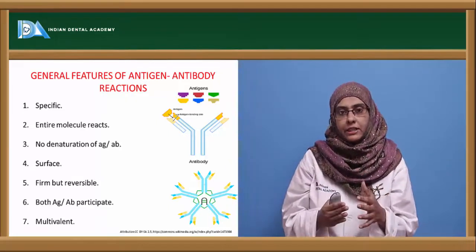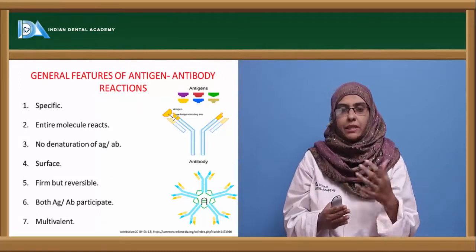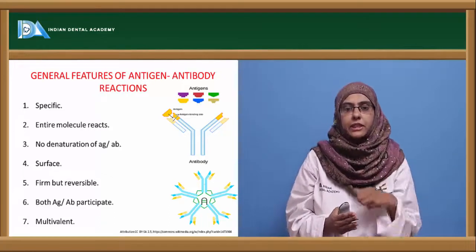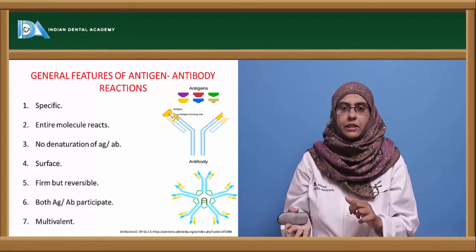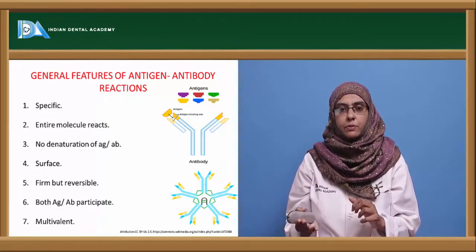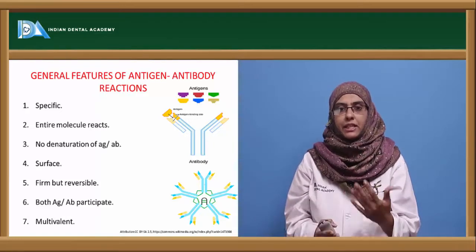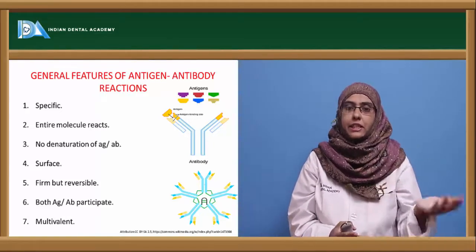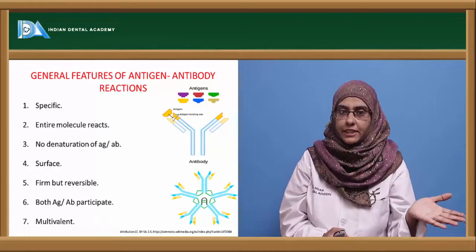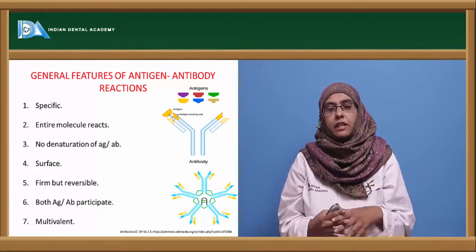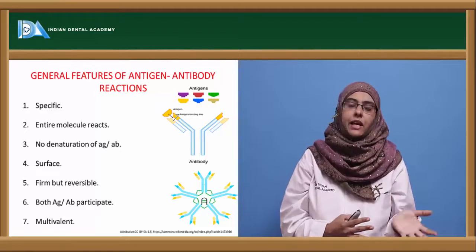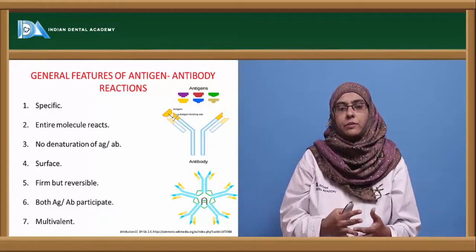And avidity is nothing but multiple interactions between the different antigenic determinants on the antigen and the different antibodies that are present or induced during the immune response. So it is a multiple interaction, whereas affinity is a single interaction between a single antigenic determinant and the antibody, whereas avidity is a multiple interaction between multiple determinant sites on the antigen and the different antibodies produced in relation to those antigenic determinants.